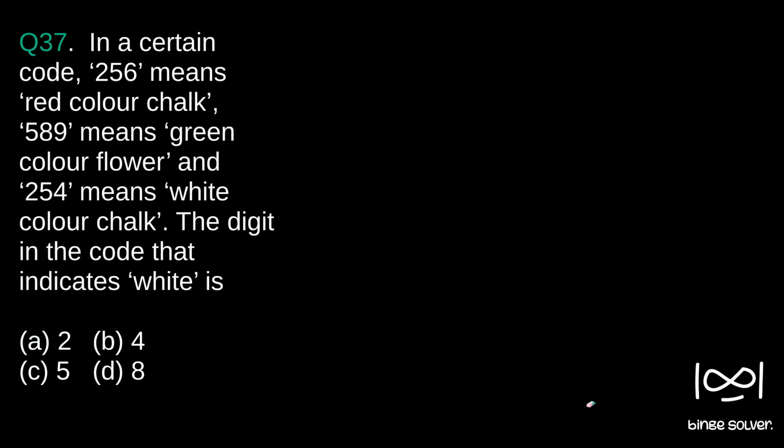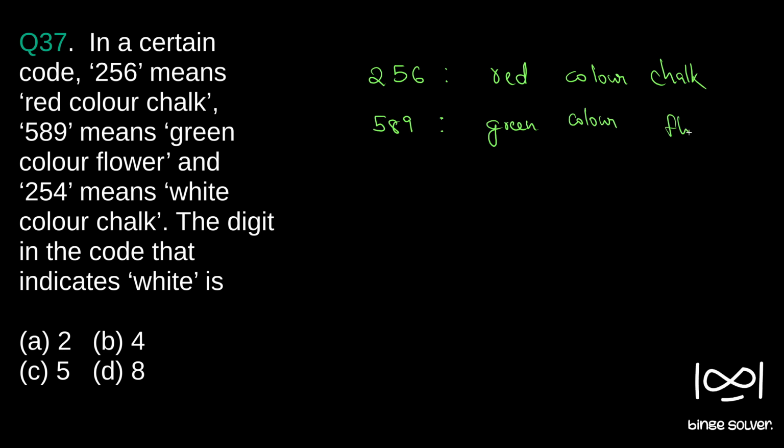Next question, question 37. In a certain code, 256 means red color chalk. We'll just write down 256 means red color chalk. And 589 means green color flower. And 254 means white color chalk. The digit in the code that indicates white is, that is the question.